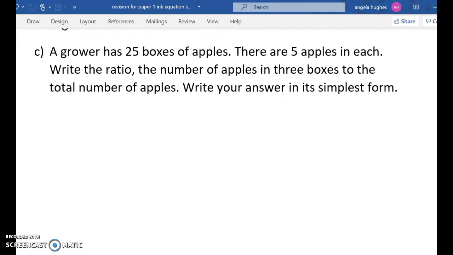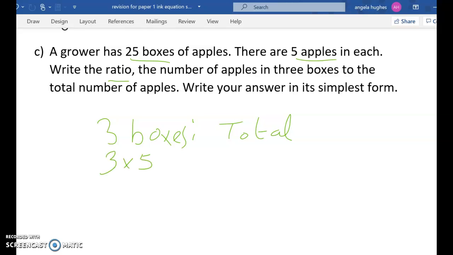Okay, final question. A grower has 25 boxes of apples. 5 apples in each box. I missed that word box, but in each box. Write the ratio, so that means it's going to be of the number of 3 boxes to the total number of apples. Okay, so 3 boxes would be 3 times 5, which is 15. And then the total number of apples would be 25 times 5, okay, which is 125 apples.